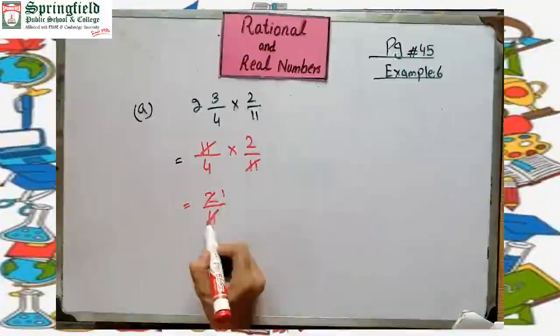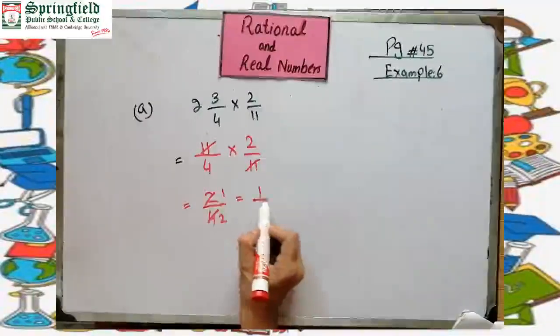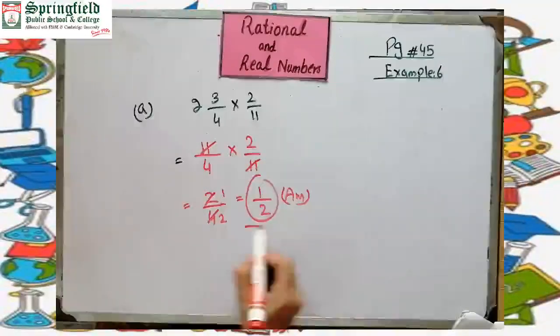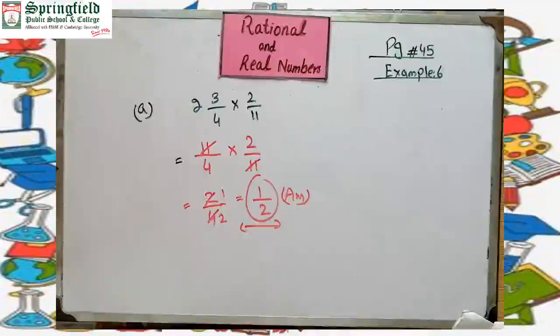2 1s are 2, 2 2s are 4. So it means 1 by 2 is your final answer after the cancellations. Understood? Okay.